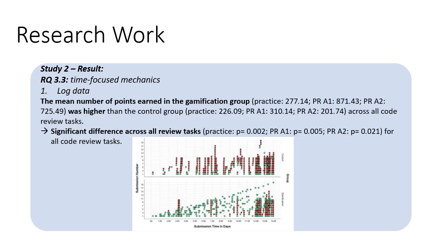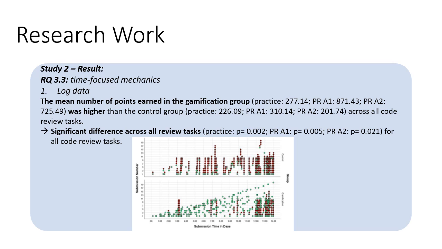The results from the log data indicate that students in the gamification group were affected by the time-focused mechanics. The mean number of points in the gamification group was higher than the control group as a result of spreading the reviewer work according to the time of the primary battery recharging. The scatter plot in peer review assignment 1 supports the findings.